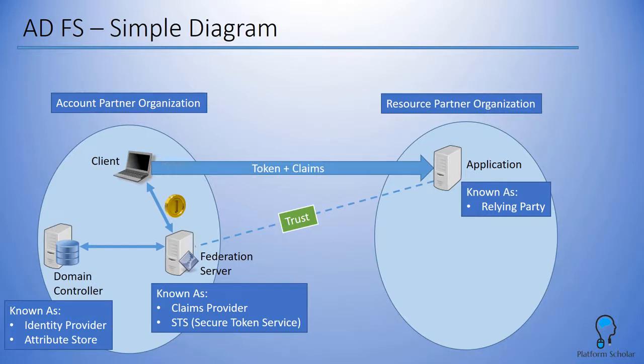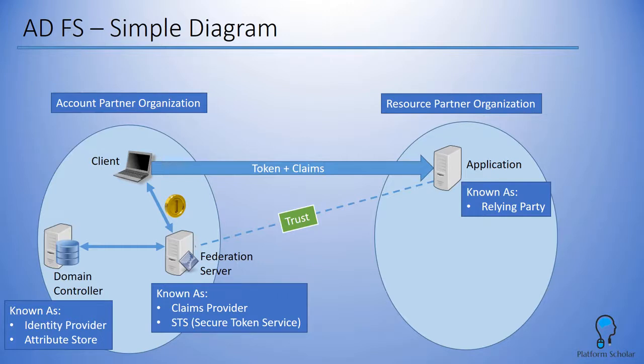Then the Federation server can ask for the credentials if necessary, check them with the domain controller, issue a token, sign that token, and pass the token and the claim statement back to the client. The client then sends that signed token and claims to the application server. The application server will check the token to make sure it's signed by the correct certificate, and then allow the user in. That's pretty much the workflow for many of the situations we're going to be talking about.